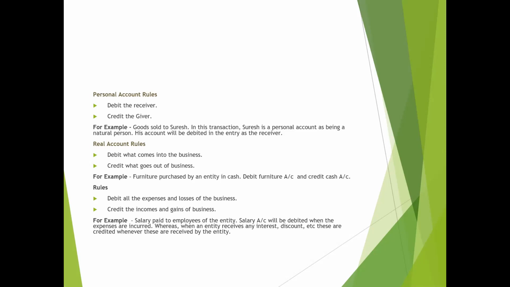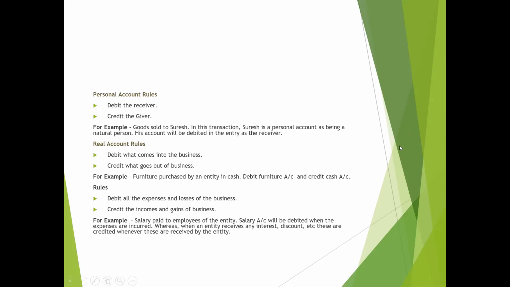Whereas when an entity receives any interest, discount, etc., these are credited whenever they are received by the entity. So those are all the expenses and losses paid by the business, and all come under debit account. Those are all the income and gains received by the business, so they must be credited. Credit account.